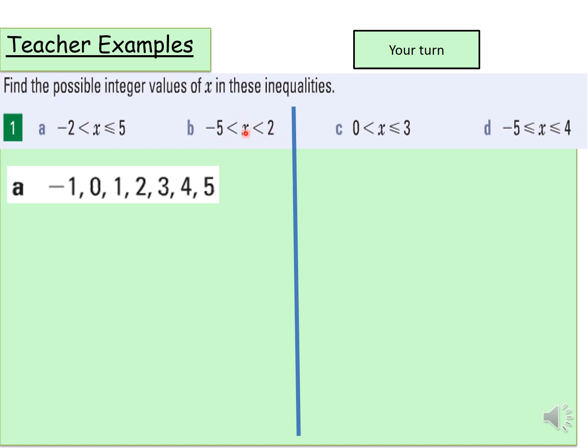Next one. x is greater than minus 5. So what numbers are greater than minus 5? Minus 4, minus 3, minus 2, and all the way to 2. x has to be less than 2. So what number is less than 2? 1. Remember, x cannot be equal to 2 itself because there is no little line there. So it's going to be minus 4, minus 3, minus 2, minus 1, 0, and 1. Right, pause the video, have a go at the next two, list all the possible values for the inequalities.